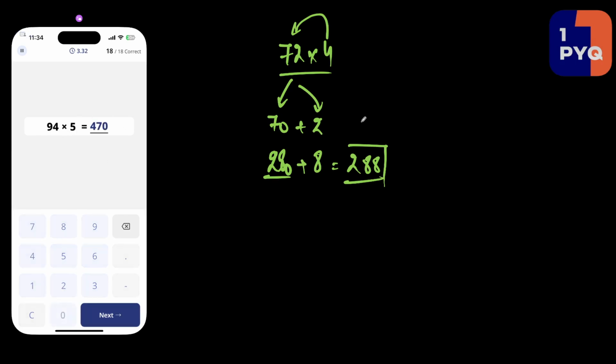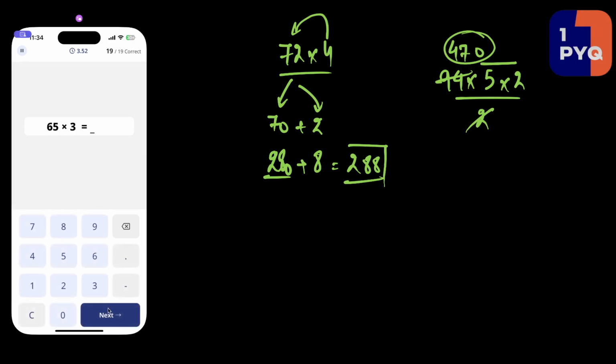There is another way of doing it as well. We have taught that in one of our previous classes. 94 into 5 can be done by multiplying by 2 at the top and dividing by 2 at the bottom. So 2, and this is going to give me 47. So 5 into 2 is 10, so I can quickly write the answer as 470. Okay, that's another way of multiplying things with 5.